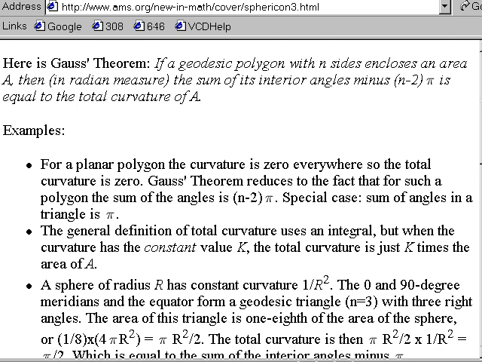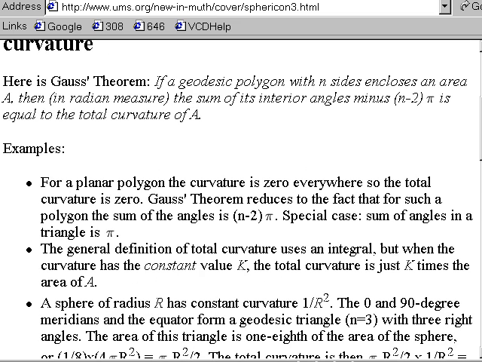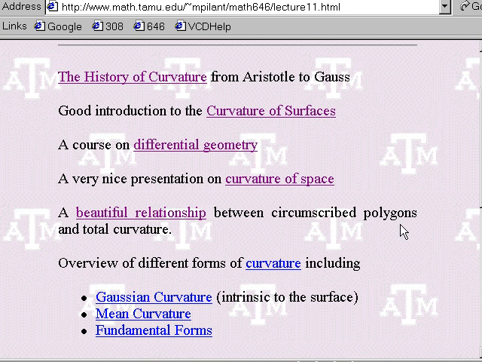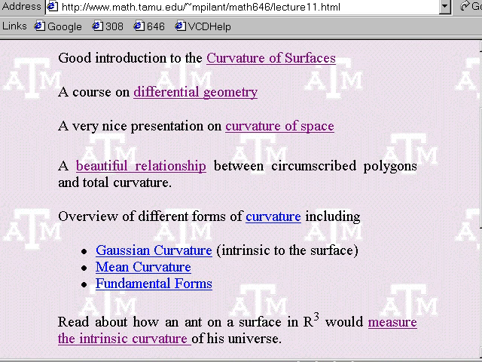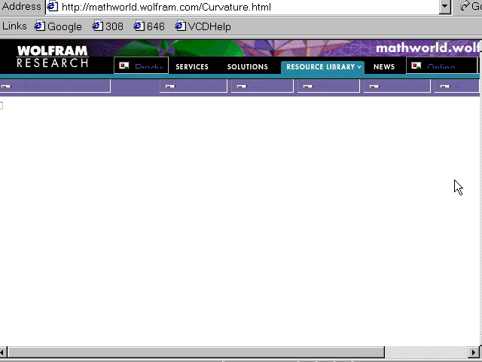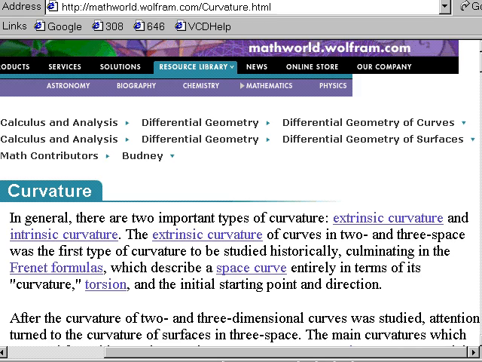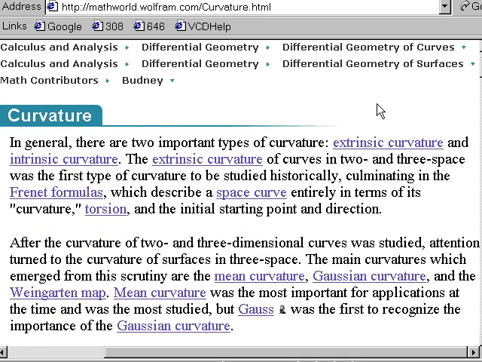And so this theorem states in the plane that if you have a polygon with n sides enclosing an area A, then the sum of the interior angles minus (n minus 2) pi is equal to the total curvature of A. So you could actually calculate the total curvature of a curve by means of circumscribed polygons. So that's one way you could calculate this, practically speaking. This is a nice reference to the various forms of curvature and how you would calculate it.